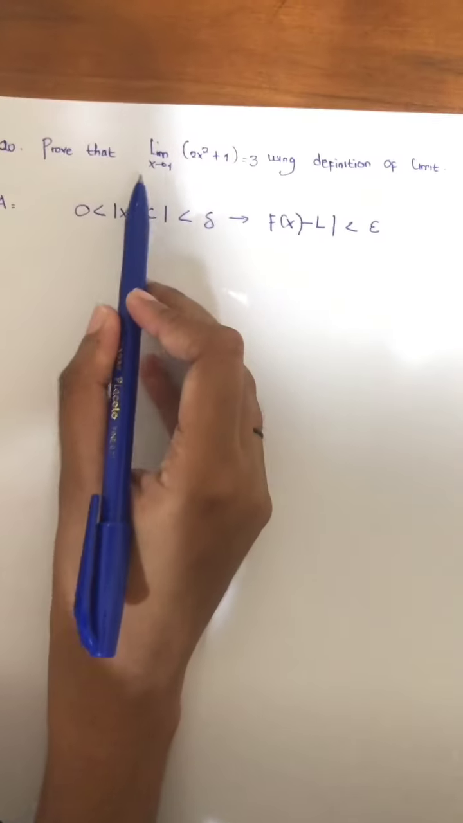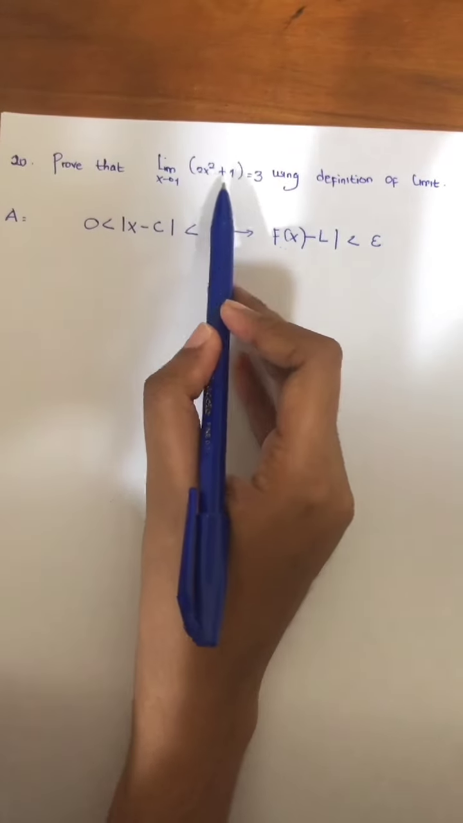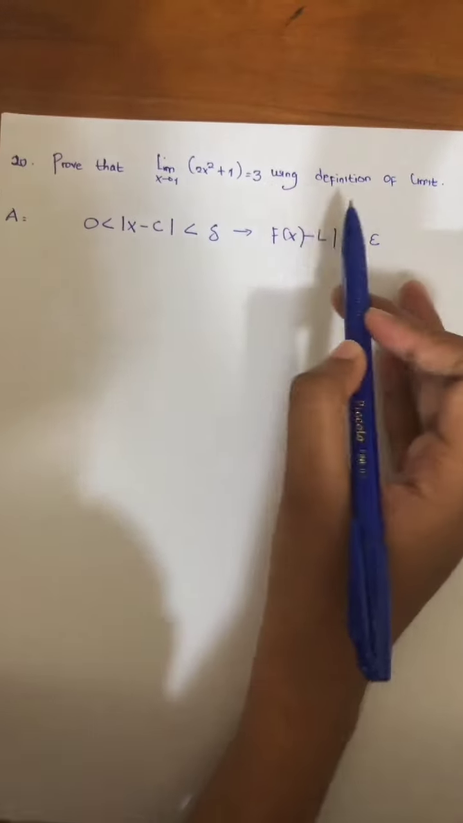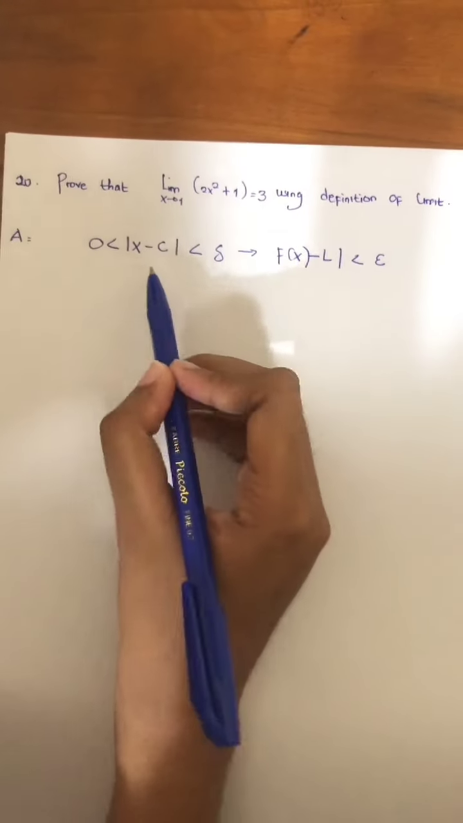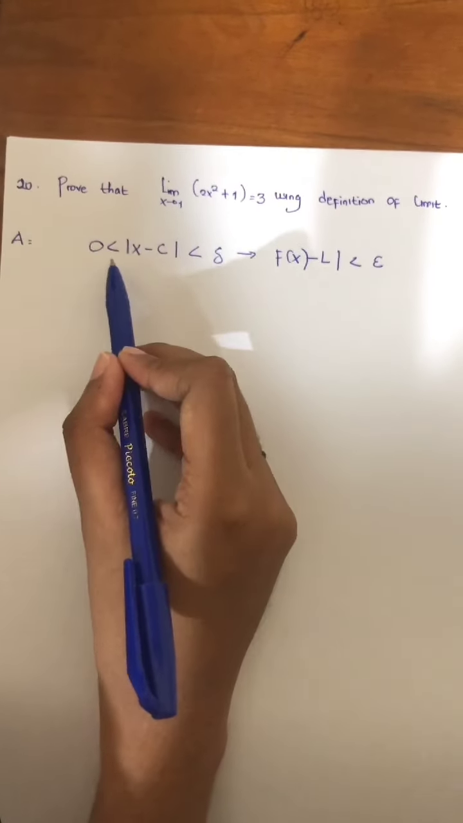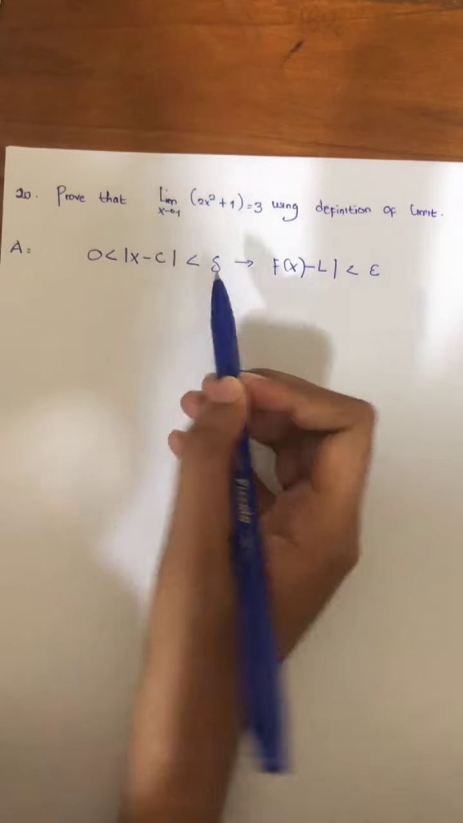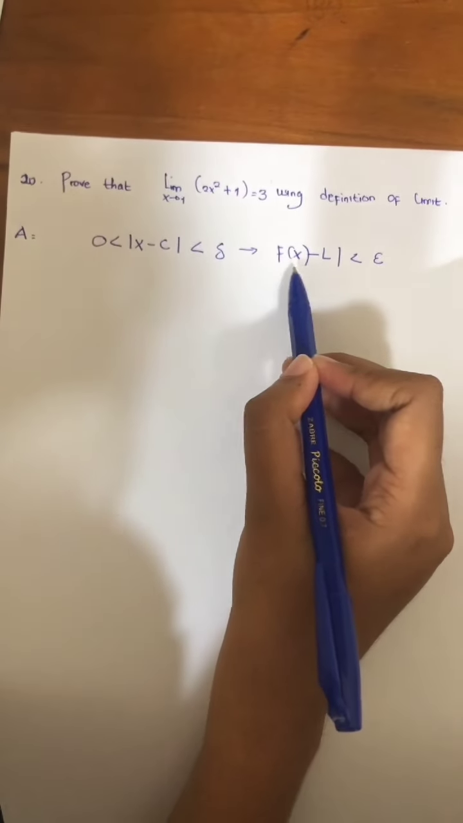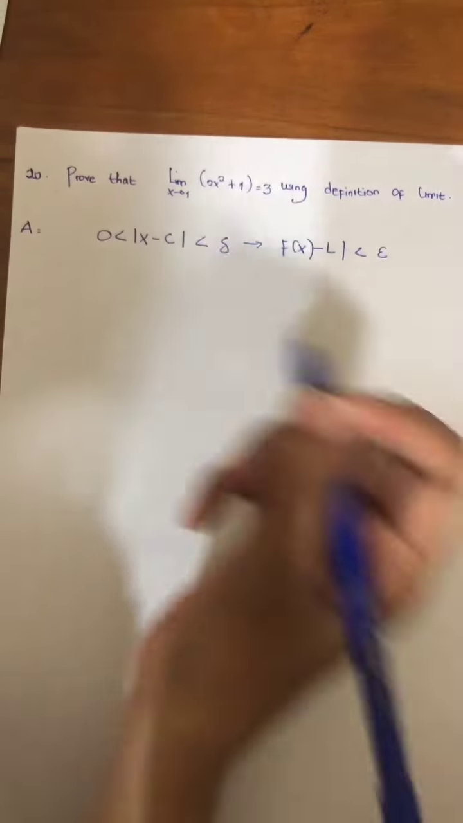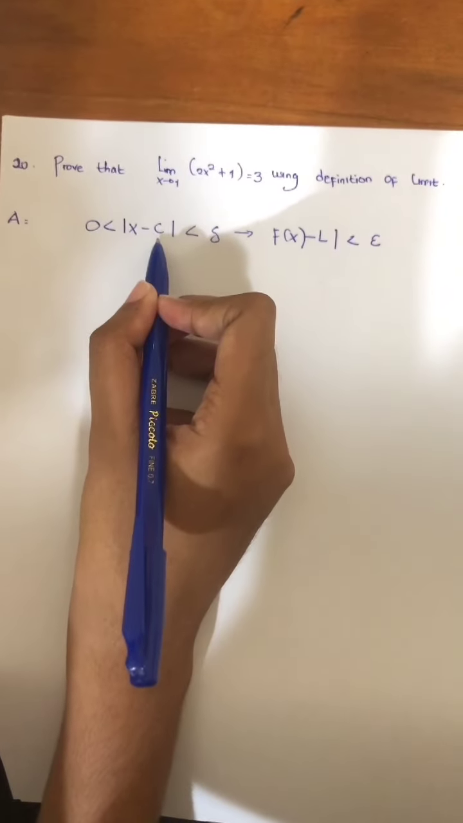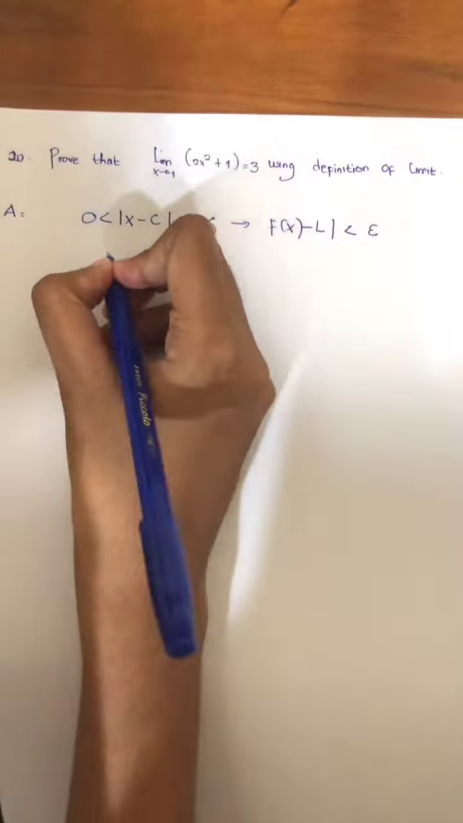My friends and I take examples from the module, from number 20 until 22. Now I'm going to explain the first, number 20. Let's go to the example. Prove that the limit as x approaches 1 of 2x squared plus 1 equals 3 using the definition of limit. Write the form: absolute value of x minus c greater than 0 and less than delta, together with absolute value of f(x) minus L less than epsilon. And now we substitute c with 1.